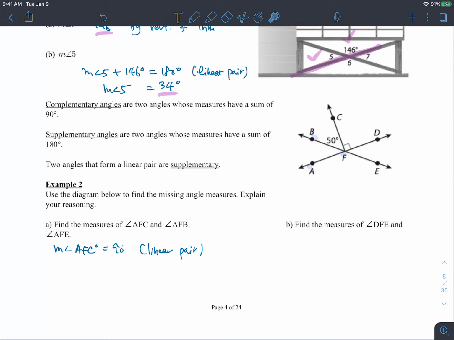How about AFB? Well, that'll be complementary angles. So the measure of AFB plus the measure of angle BFC is 90 degrees because those two angles are complementary angles. And we know that BFC is given to us as 50 degrees, like this.